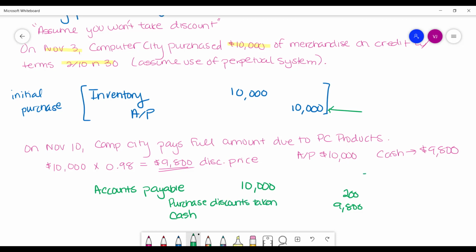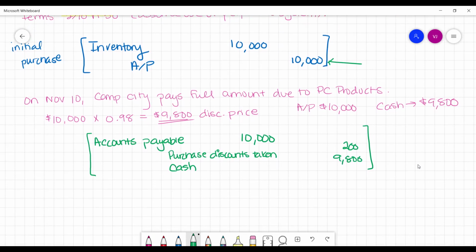Because under the gross invoice price, we assume we aren't going to take a discount, but when you actually do make it in time to get a discount, you have to record that discount because now the accounts payable doesn't match up with the cash you're paying. So to make that entry balance, we put that balancing amount into the account called Purchase Discounts Taken. So that's what that would look like if you pay early under the gross method.